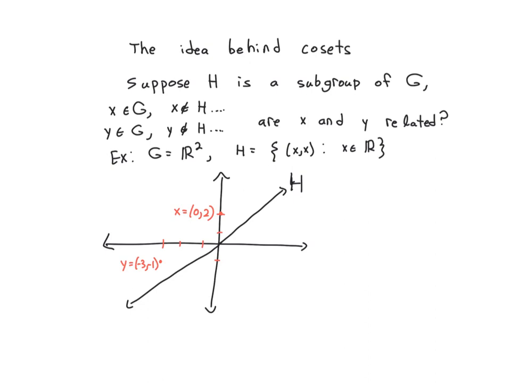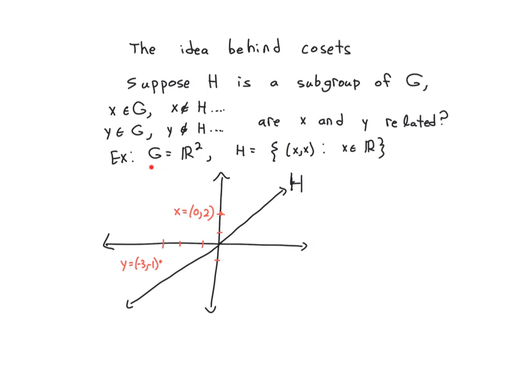And to use an analogy, if G were the set of all students in a high school and H were the set of athletes, just because x and y are not athletes doesn't mean that there isn't some other way in which x and y might be related. So let's see if there's some other way to relate elements in a group that aren't in a subgroup.